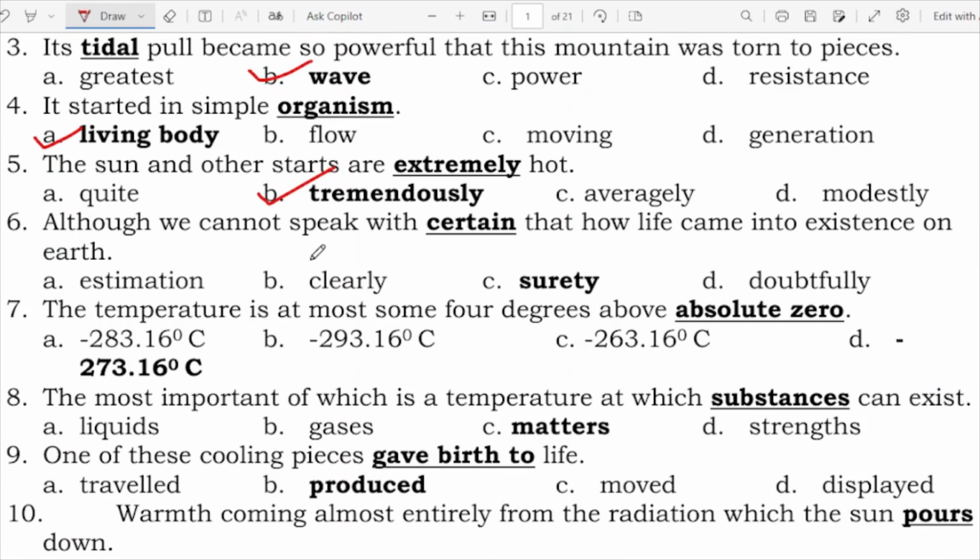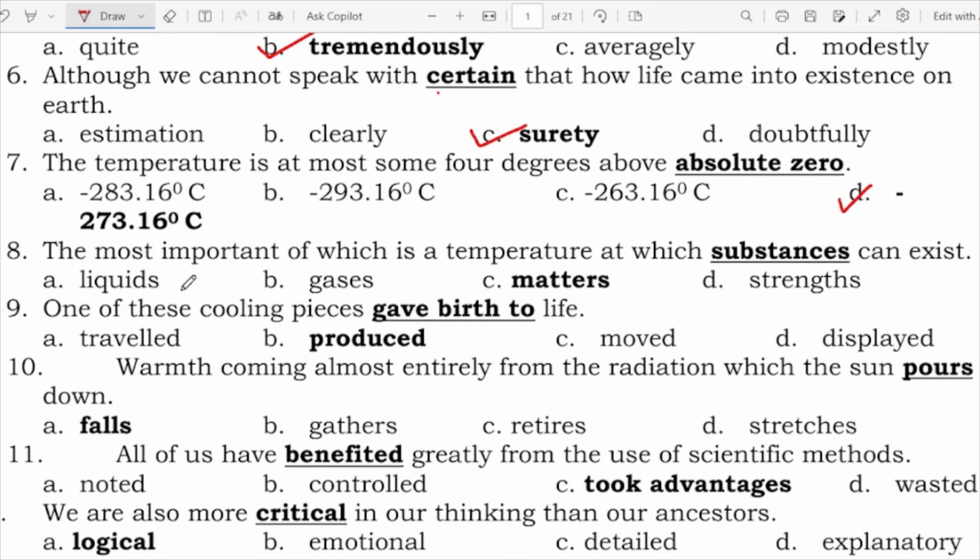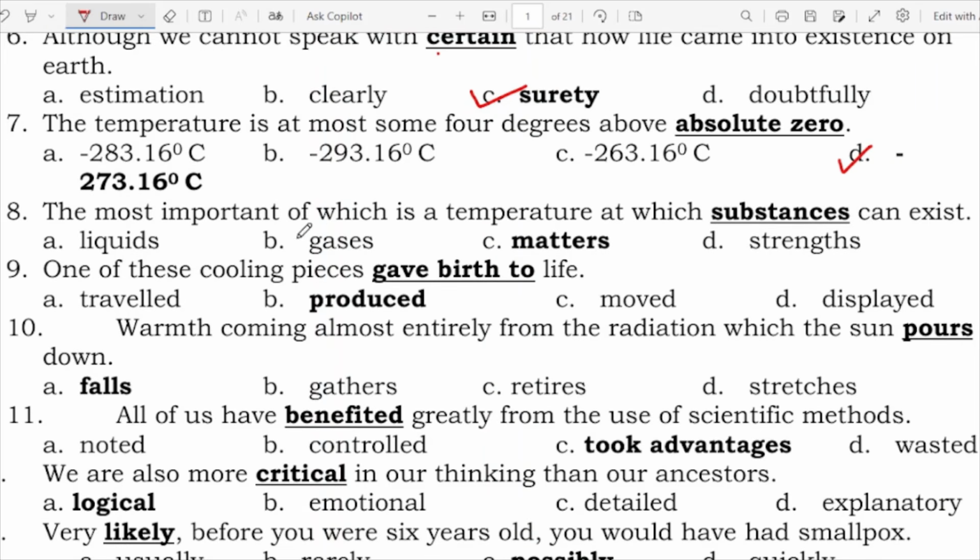Although we can't speak with certainty how life came into existence on earth, the answer is surety. The temperature is at most some 4 degrees above absolute zero. Here the answer is D, that is minus 273.16 centigrade. The most important of which is the temperature at which substance can exist. Substance, that is matter.